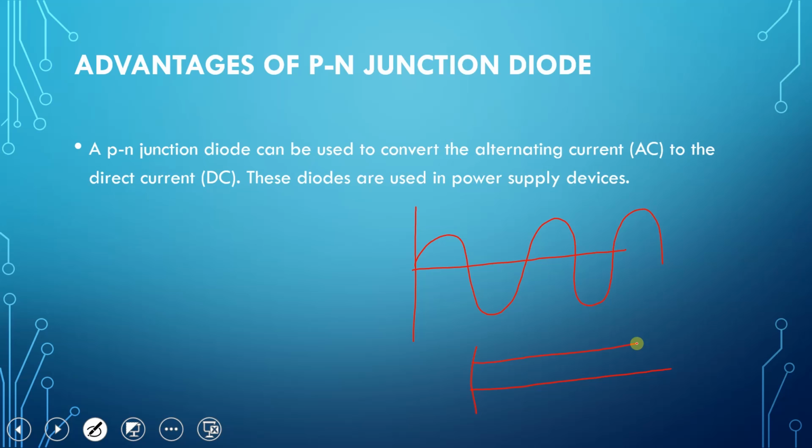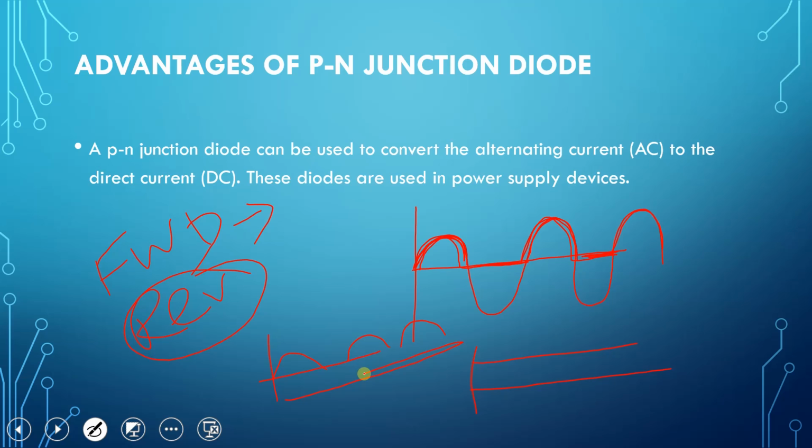Why? Because we are having two biasings, forward biasing and reverse biasing. Forward biasing means the current is flowing, and in reverse biasing, the current is not flowing. So in the forward bias the current is flowing, in the reverse bias no current is flowing, and again in the forward bias the current is flowing. So we are getting this type of output. This is called half wave rectifier. Means we are getting only the half wave.